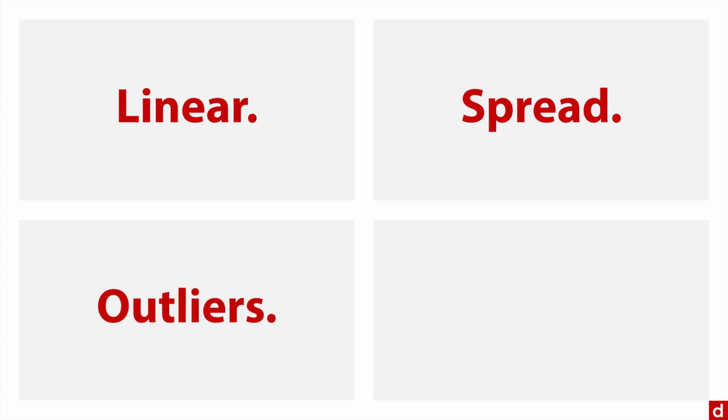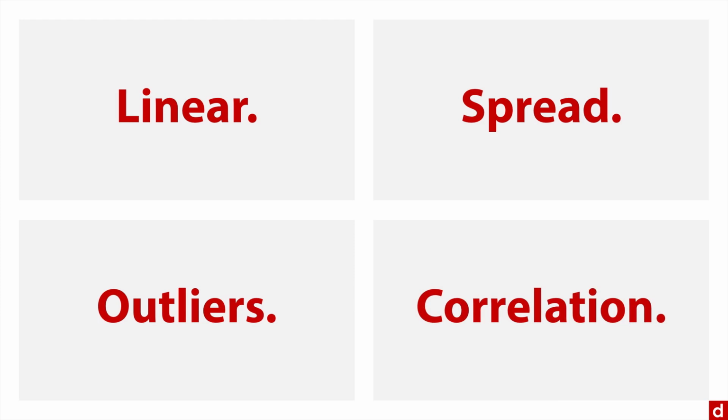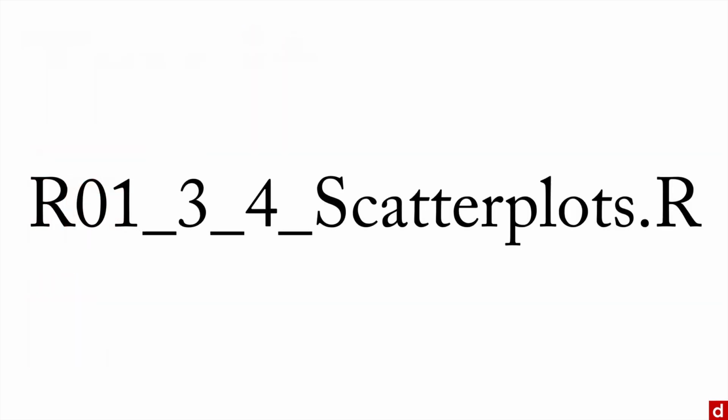As always, you want to look for outliers because an unusual score, or especially an unusual combination of scores, can drastically throw off some of your other interpretations. And then you want to look for the correlation. Is there an association between these two variables? So that's what we're looking for. Let's try it in R. Simply open up this file and let's see how it works.